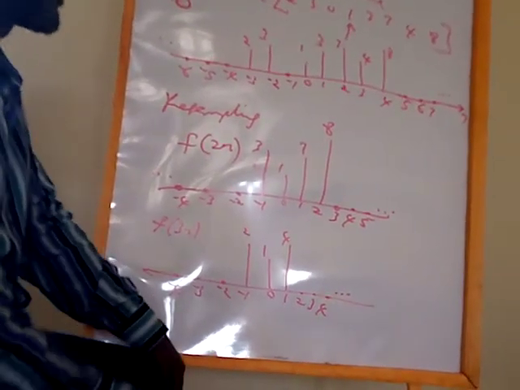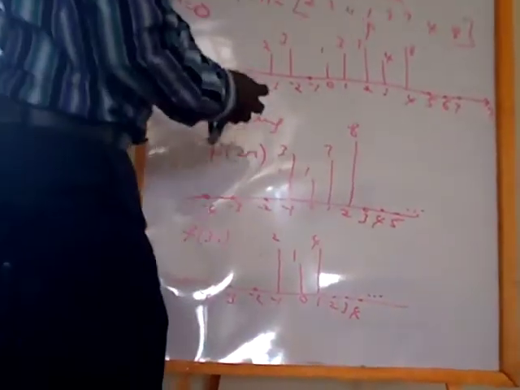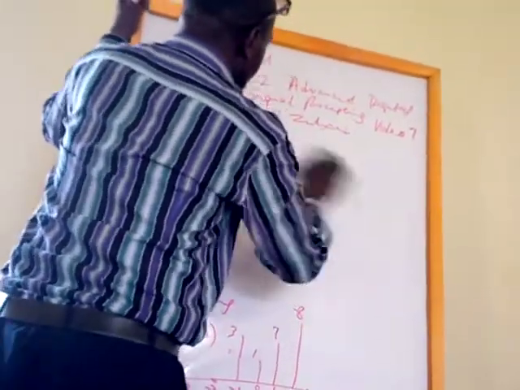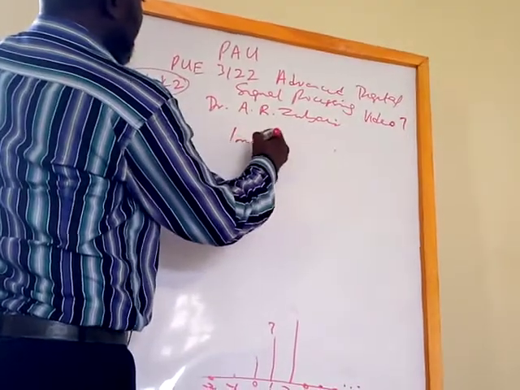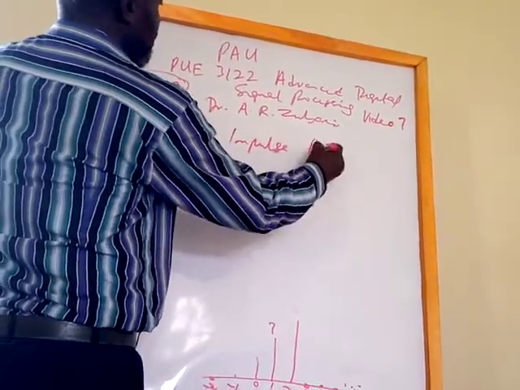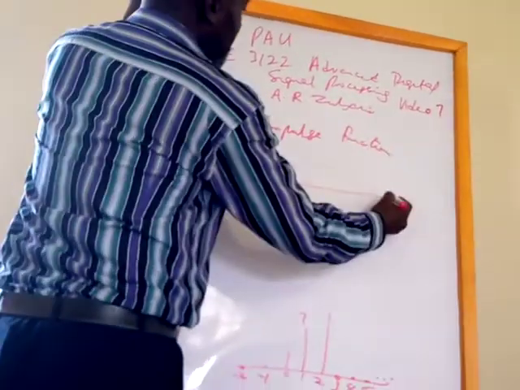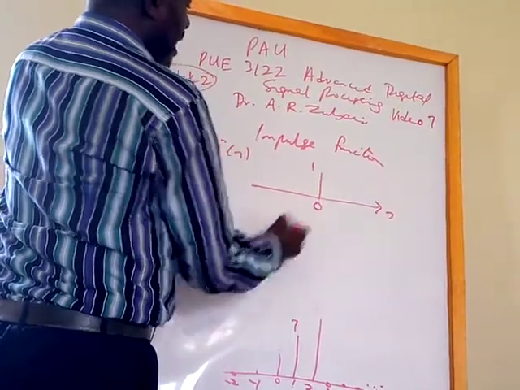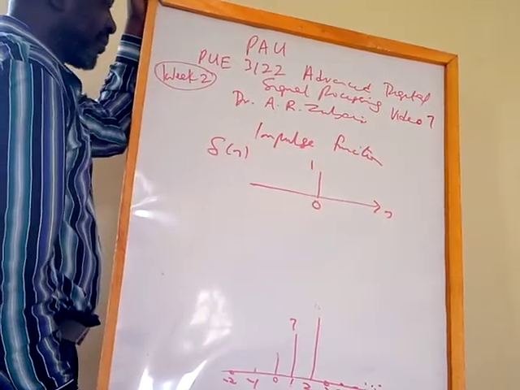So let me stop this one here. Before I stop, let me introduce the impulse function. I've mentioned it last week. I've told you delta of n means a single sample, magnitude 1 at 0.